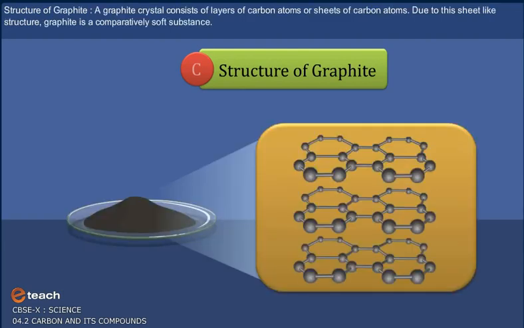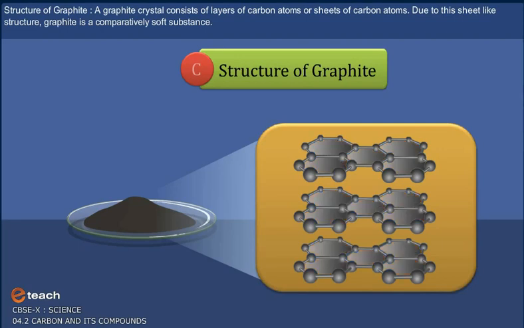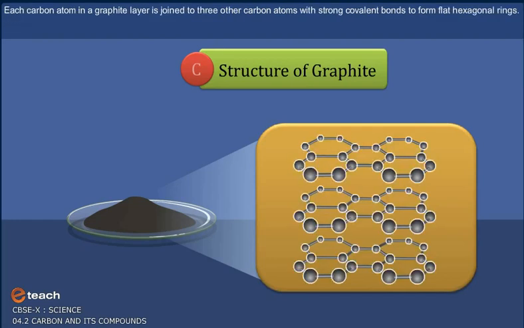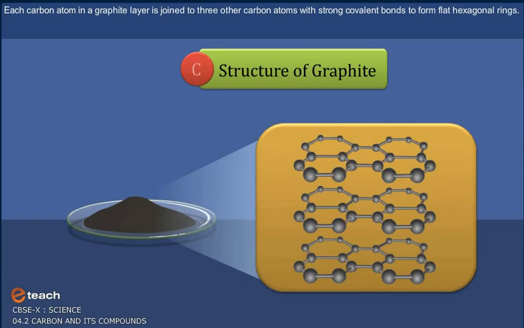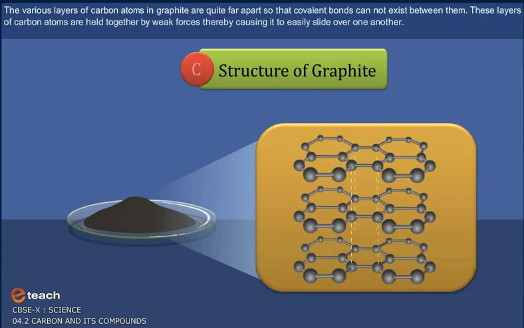Structure of graphite. A graphite crystal consists of layers or sheets of carbon atoms. Due to this sheet-like structure, graphite is a comparatively soft substance. Each carbon atom in a graphite layer is joined to 3 other carbon atoms by strong covalent bonds to form flat hexagonal rings. The various layers of carbon atoms in graphite are quite far apart so that no covalent bond can exist between them. These layers are held together by weak forces, so they can slide over one another.